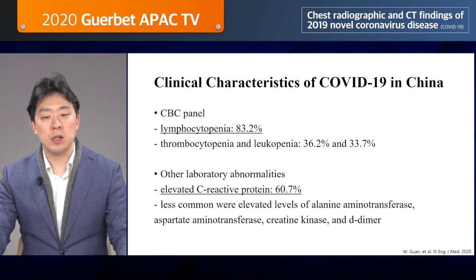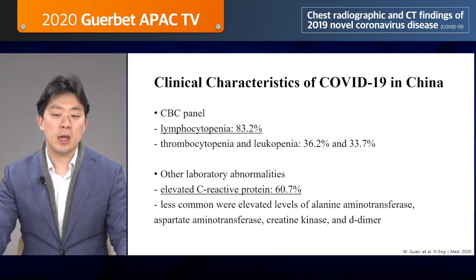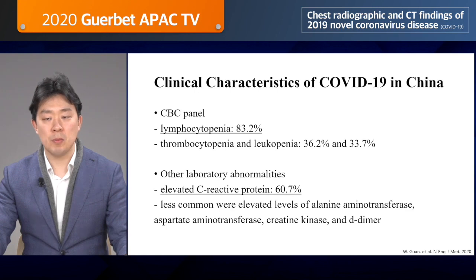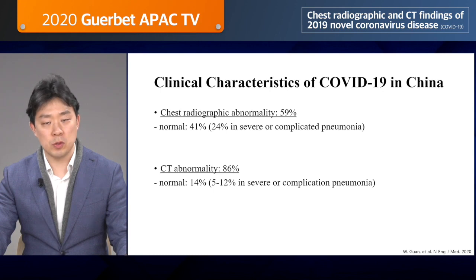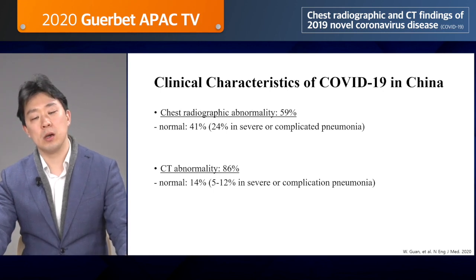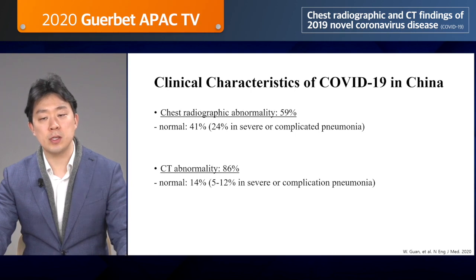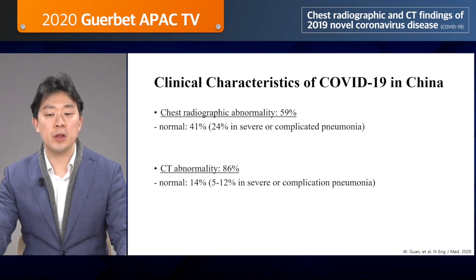Blood test shows lymphocytopenia in most patients. COVID-19 can be accompanied by several other abnormalities, especially a significant increase in the C-reactive protein. Between 59% and 85% of the patients with COVID-19 had abnormal findings on chest radiographs and CT images. What's particularly noteworthy is that about a quarter of the patients with severe or complicated pneumonia had normal chest radiographs.